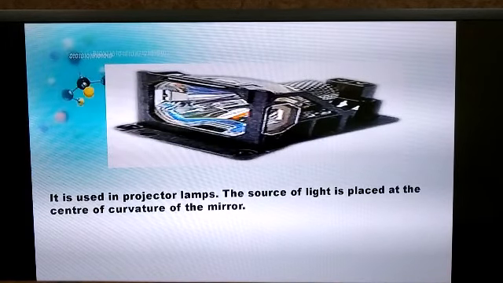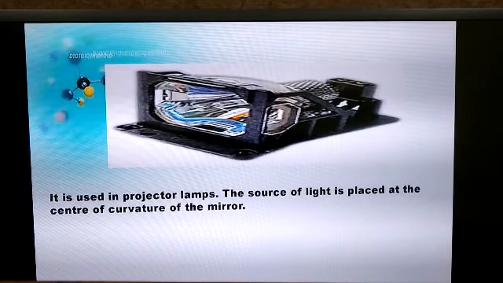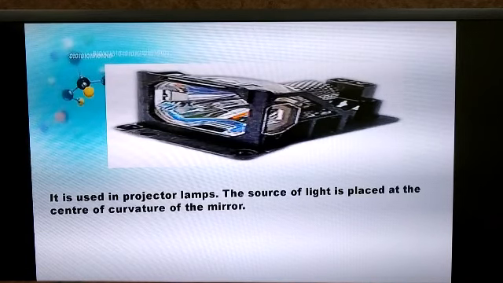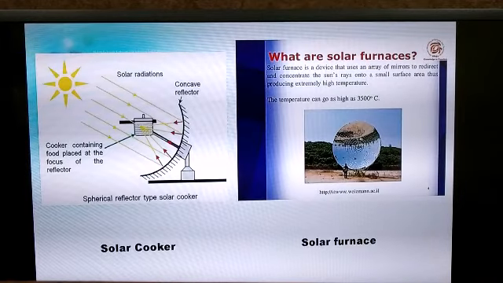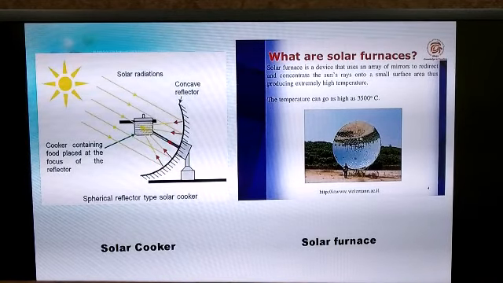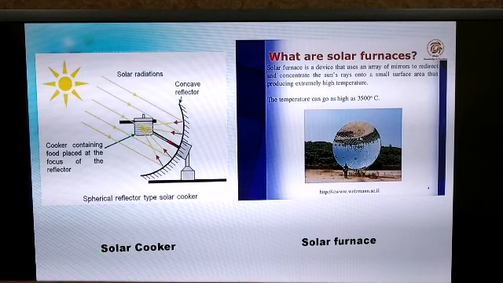It is used in projector lamps where the source of light is kept at the center of curvature of the concave mirror. Concave mirrors are used in solar cooker.